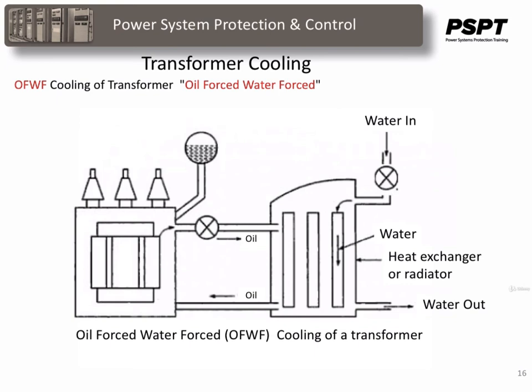We know that the ambient temperature of water is much less than atmospheric air in the same weather conditions, so water may be used as a better heat exchanger medium than air. In OFWF cooling systems of transformers, the hot oil is sent to an oil to water heat exchanger by means of an oil pump, and there the oil is cooled by circulating cold water around the heat exchanging pipes of the oil. OFWF means oil forced, water forced cooling in transformers.